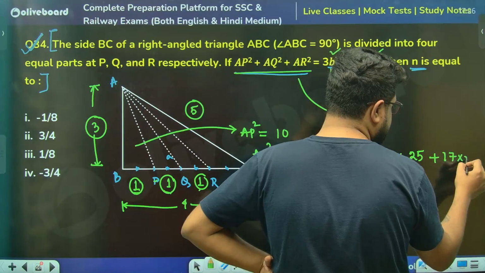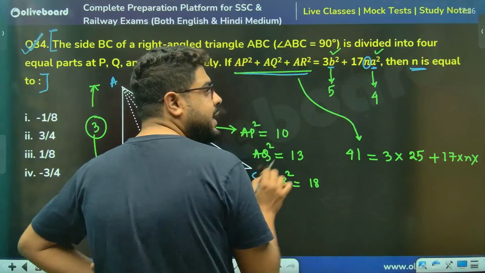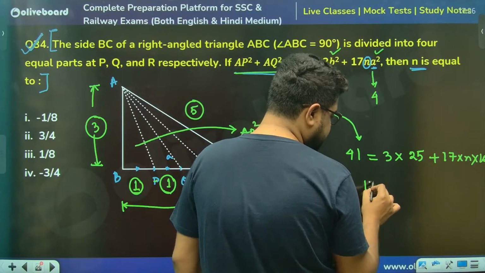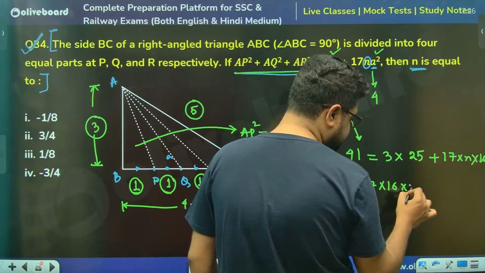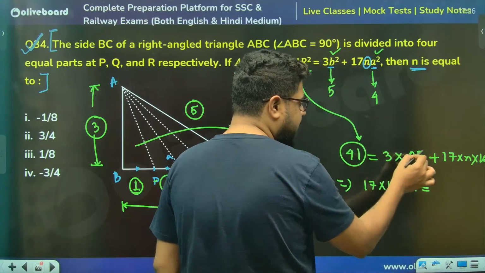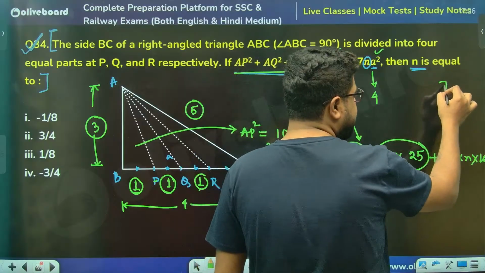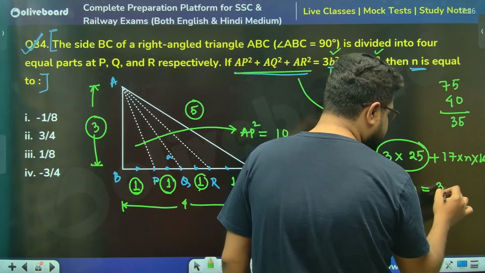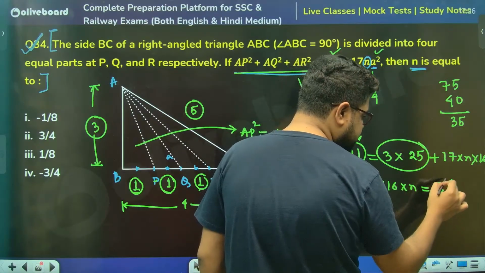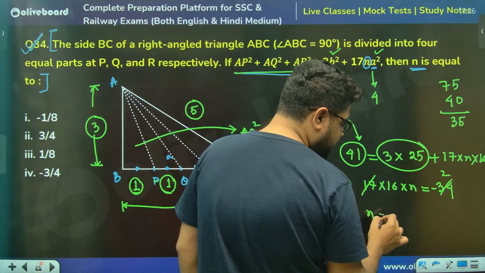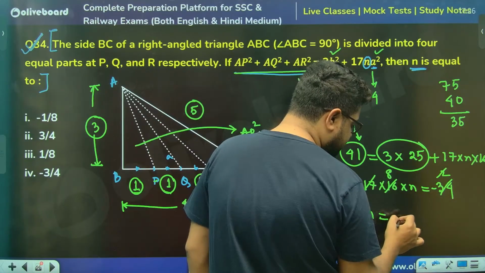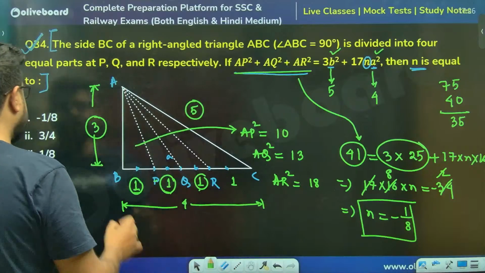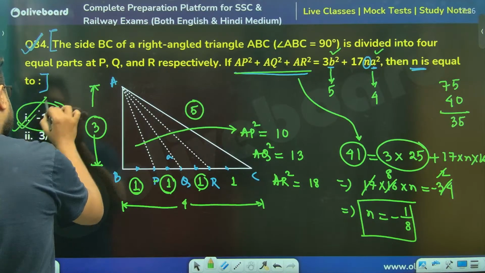17 into n into A square. A I have taken as 4, so 4 square is 16. So from there, 17 times 16 times n is equal to 41 minus 75. That is negative 34. So n value will be minus 1 by 8, which is option number 1.